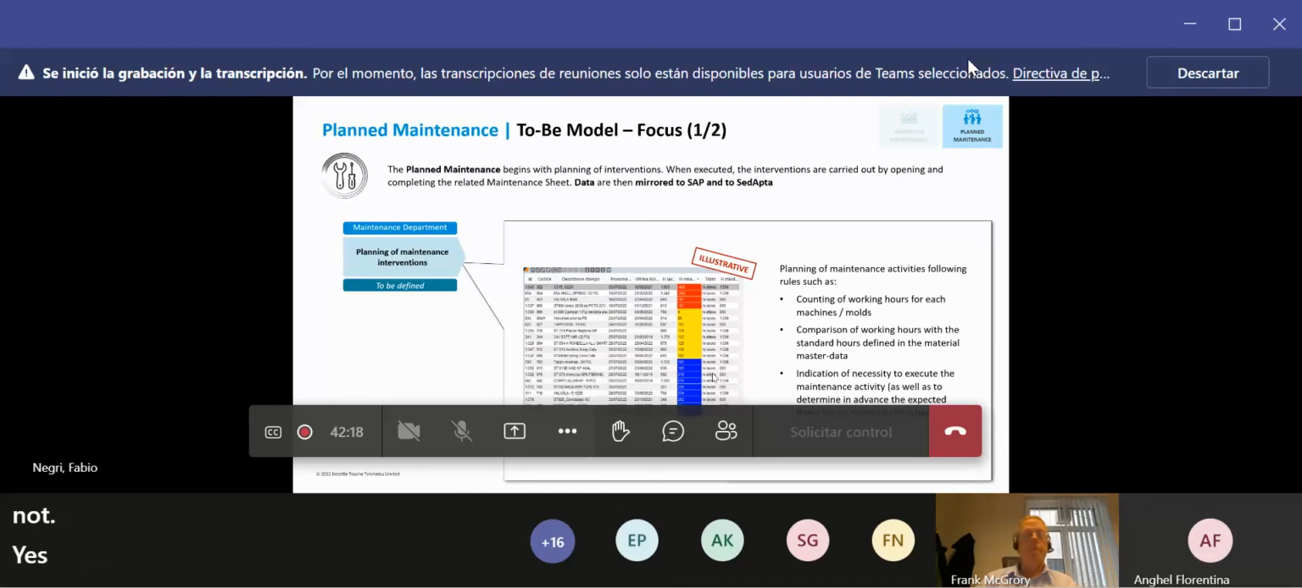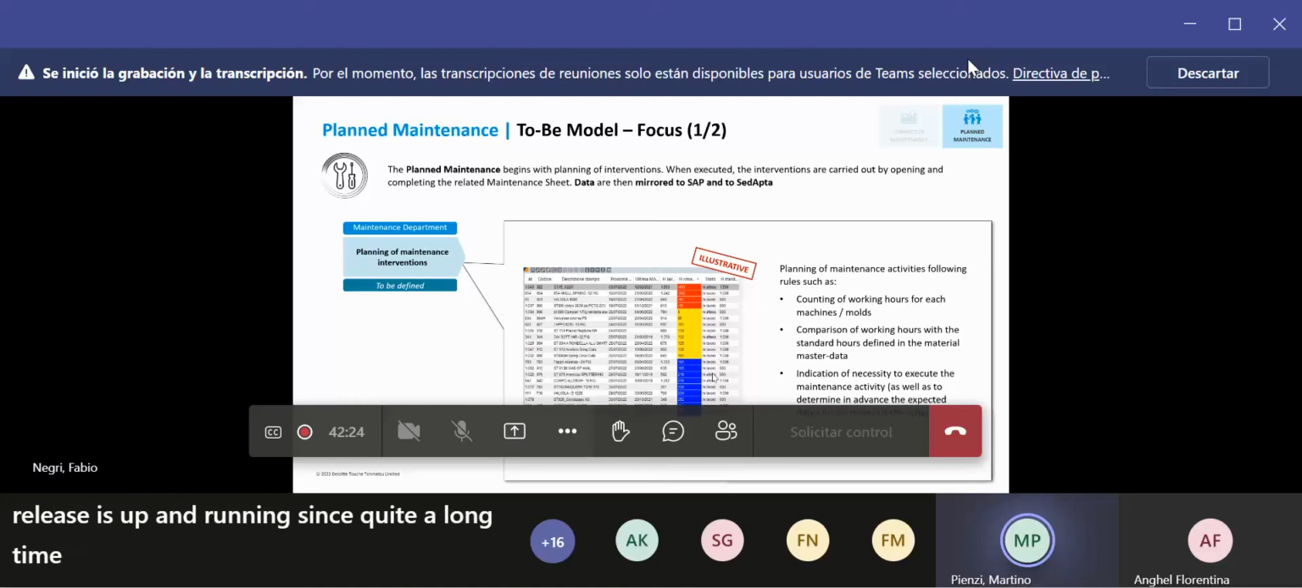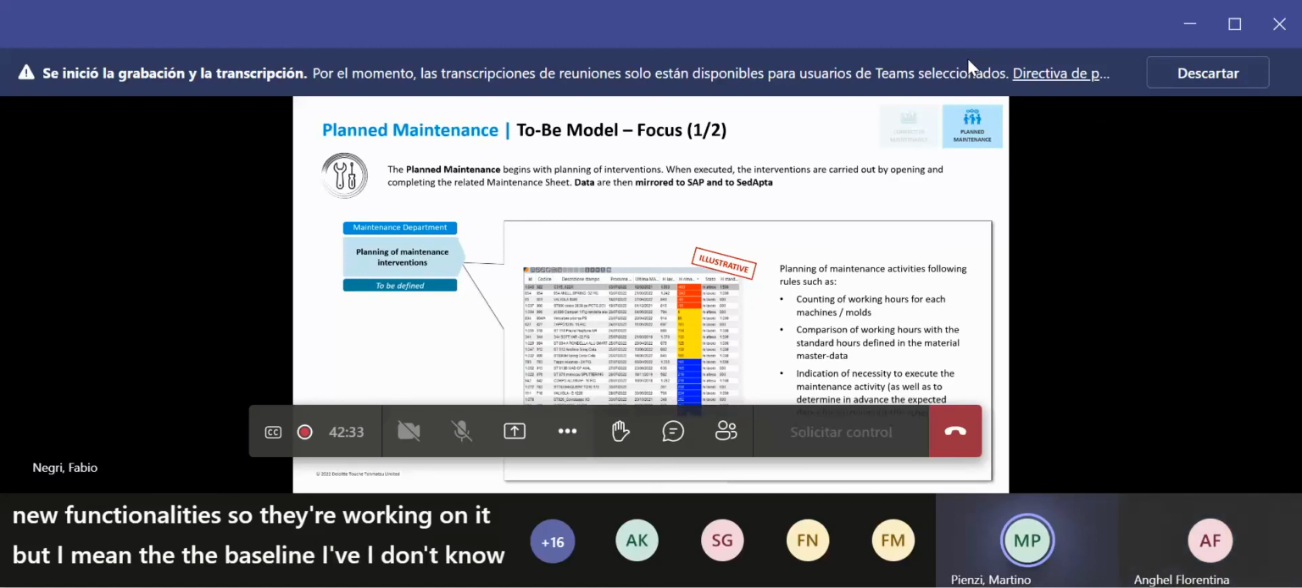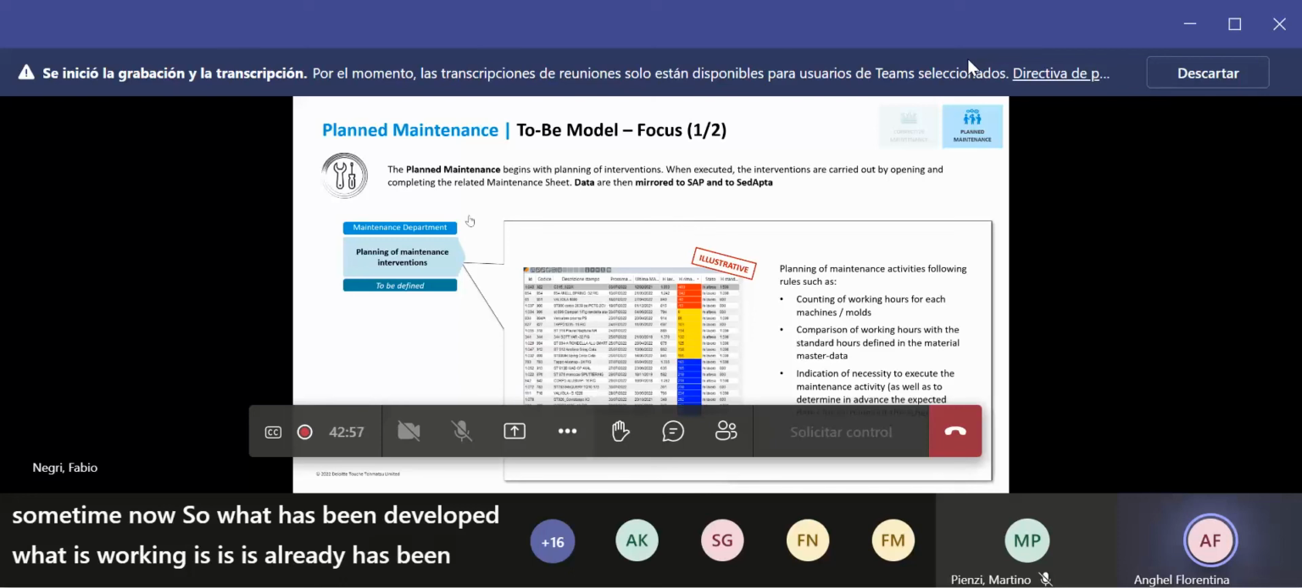Okay, thank you. I think the current release has been up and running for quite a long time, and what they're doing now is releasing new functionalities. So they're working on it. But for the baseline, we have to ask Maurizio Minara, who is the leading responsible for the development of Iris, but I think they've been running for quite a long time. It's not a brand new product, Frank. Yes, correct. It's already running in Spinetta and Magenta, so in both plants in Italy, for some time now. So what has been developed and is working has already been consolidated. The new functionalities will need to be considered.